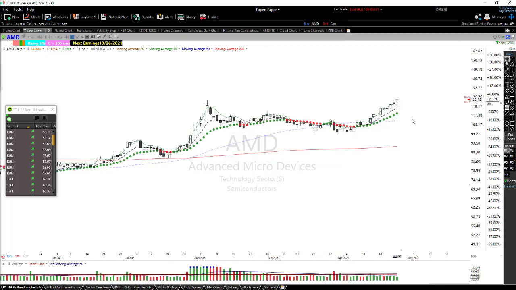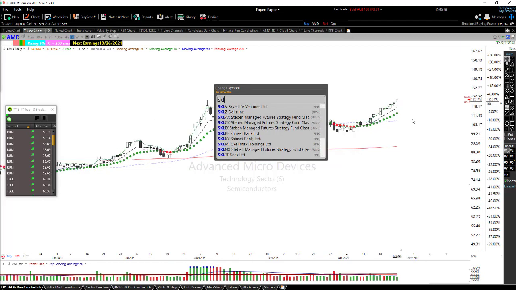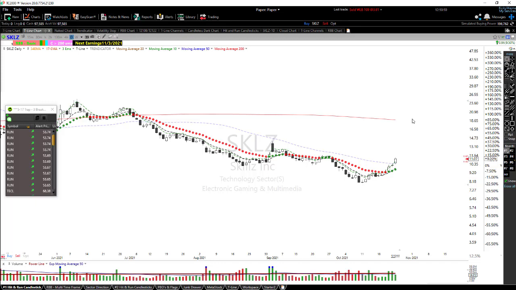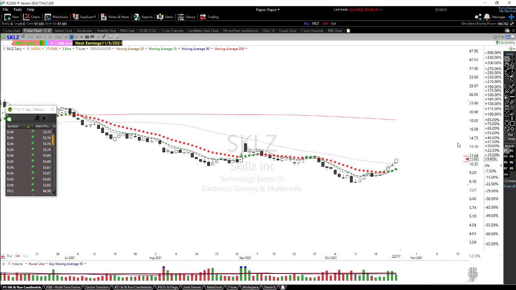SKLZ earlier was alerting. This is now a rounded bottom breakout. I would strongly keep this on my watch list right here. Possible trade.